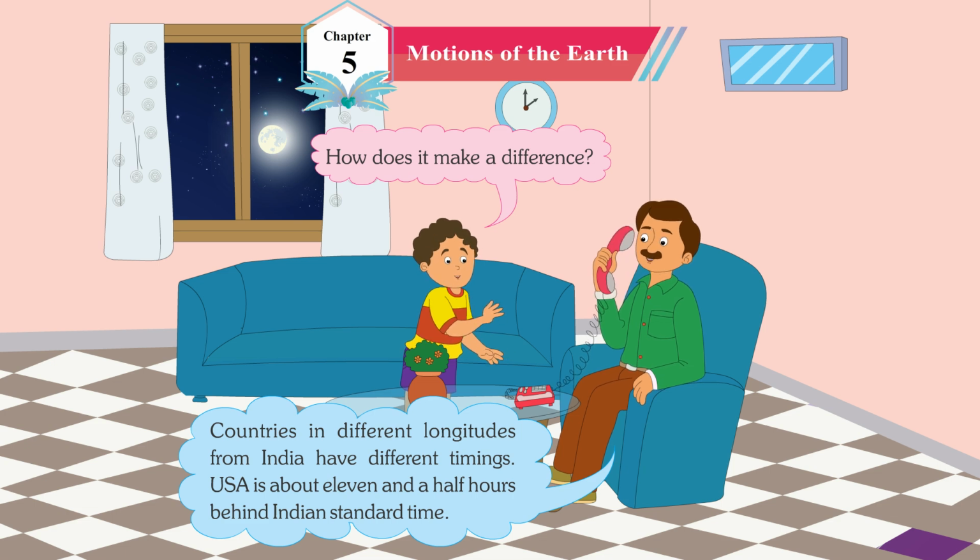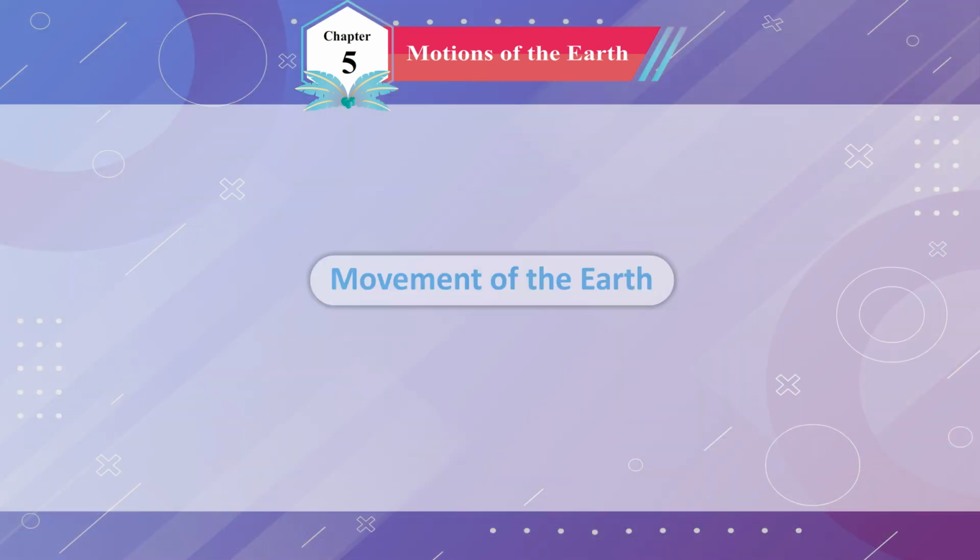Countries in different longitudes from India have different timings. USA is about 11 and a half hours behind Indian Standard Time.